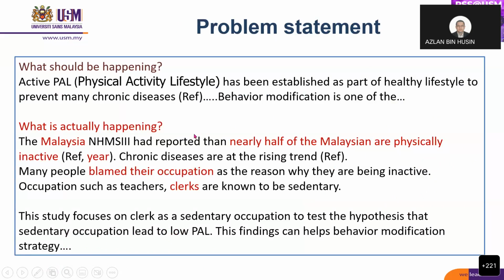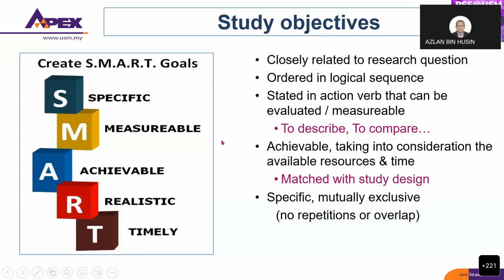This is an example for the lifestyle activity, and this is some of the approach that people use, the SMART goals. The objective should be specific, measurable, achievable, realistic, timely. This is mainly for quantitative research, but some of the qualitative component may be useful as well.